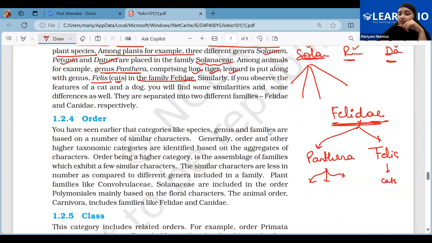Same goes for animals also. For example, we have studied the genus Panthera, and the genus of the cats is Felis. So both of them have one common thing, that they belong to the family Felidae. Okay? This is what I was saying. And then, furthermore, they will have multiple species, like Panthera tigris, Panthera leo, the different species. For cats also there will be different species. Clear?